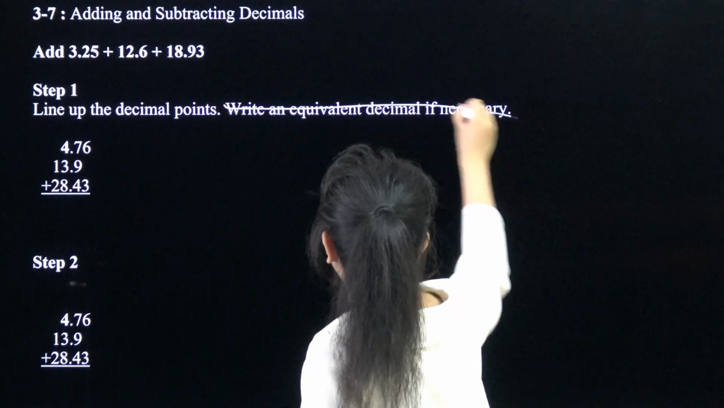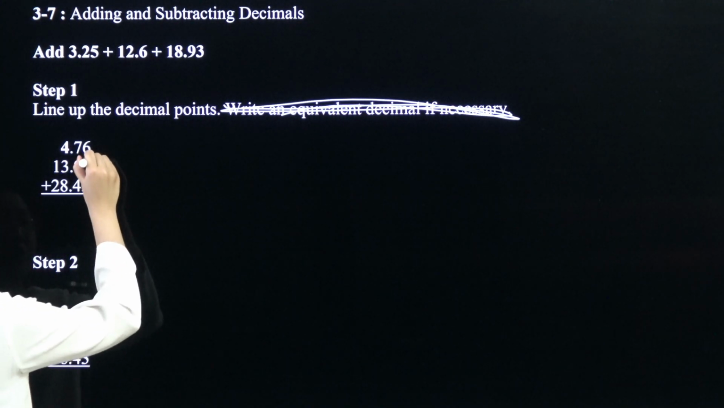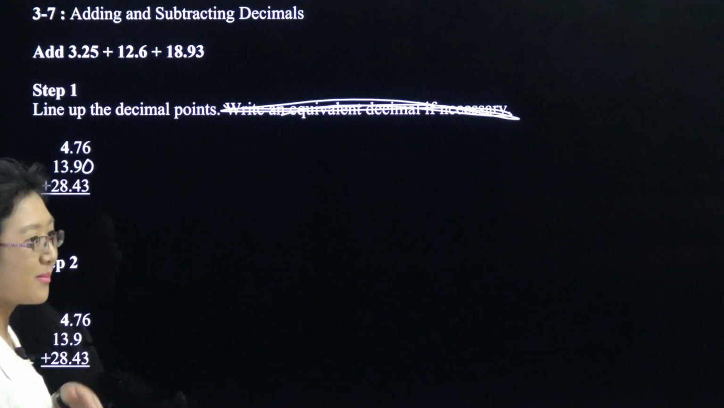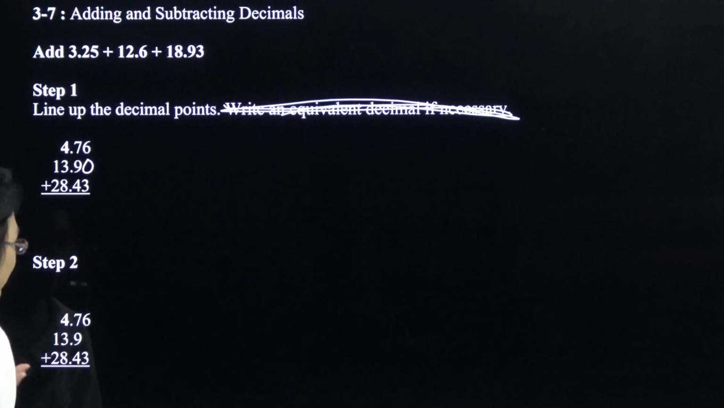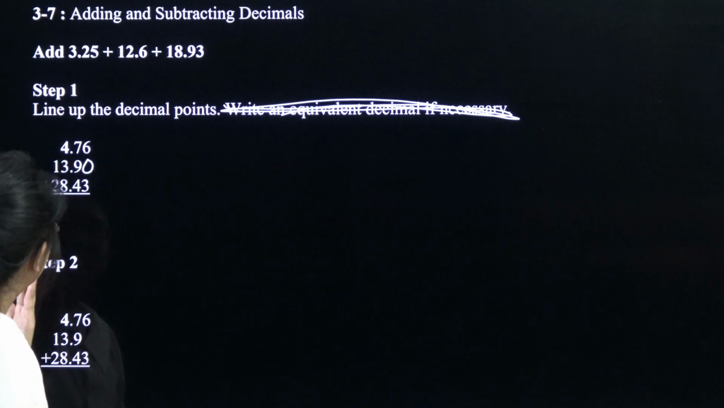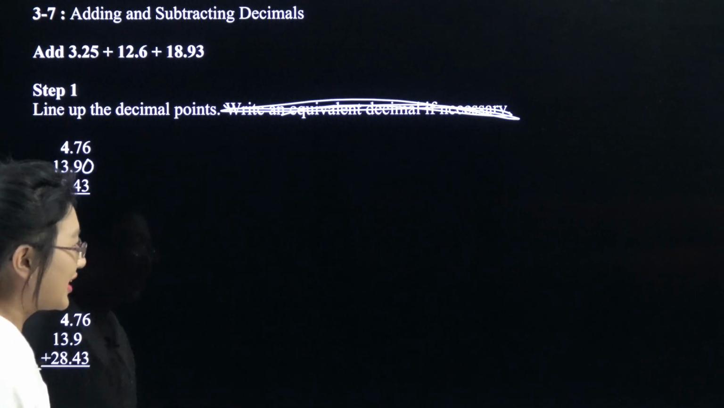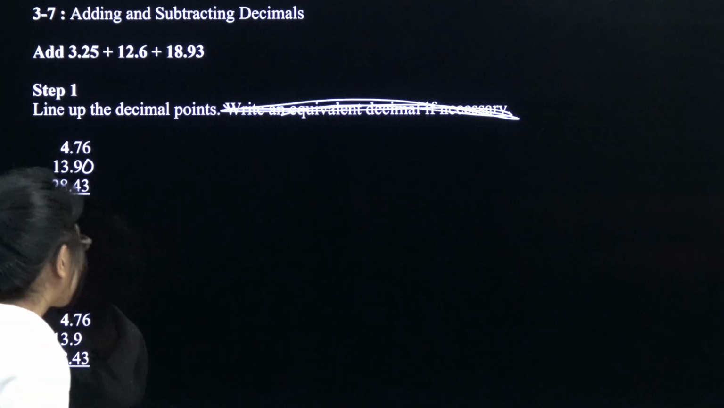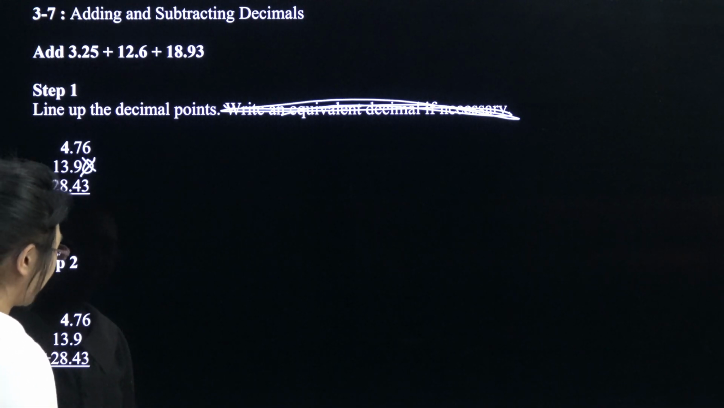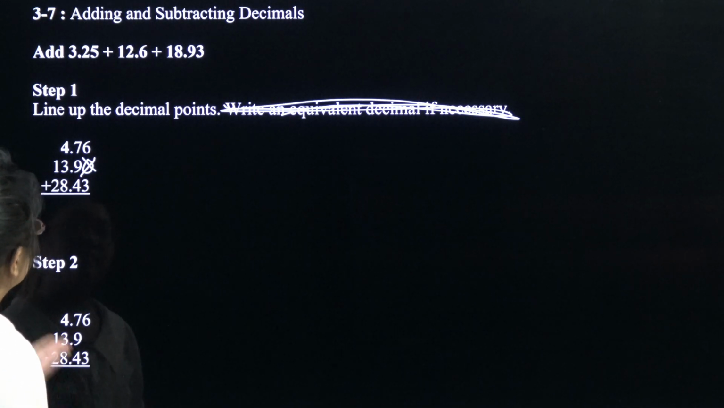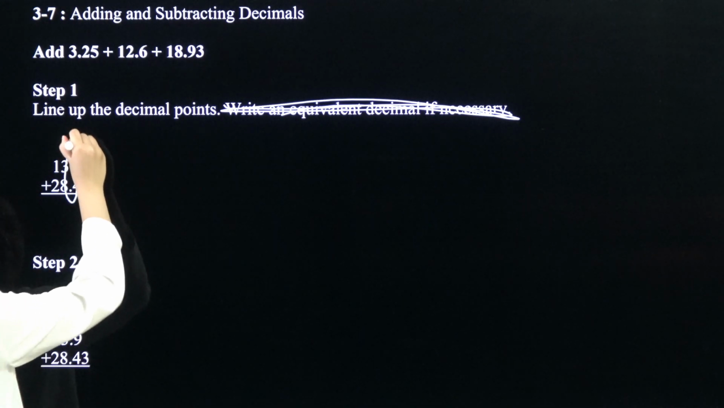Just ignore this. I know that some of you may think that it is better to add a 0 here because then you could remind yourself that that's a 0. Do you really need to remind yourself that that's a 0? I mean, if it doesn't exist, then chances are you're going to ignore it anyways. So you don't really actually need to put the equivalent decimal. Now you can see the decimal points are lined up here.